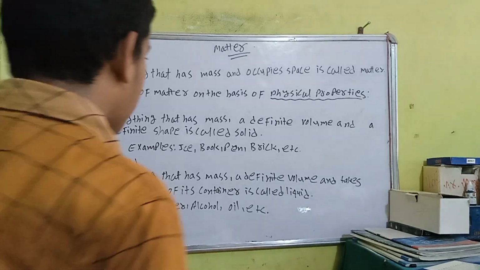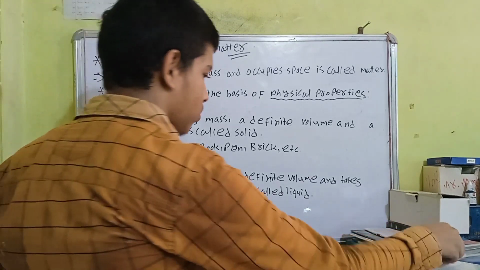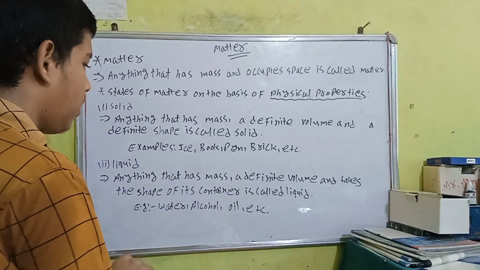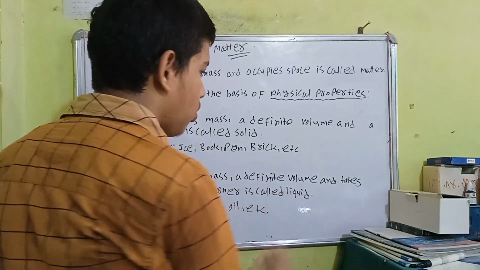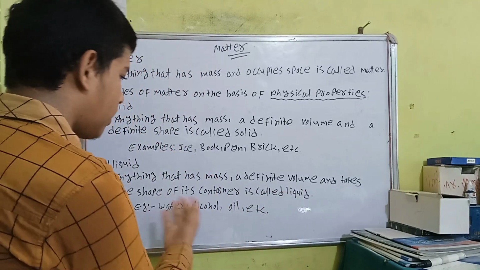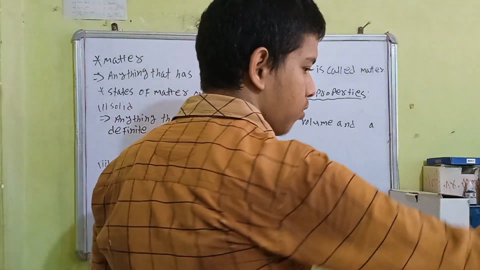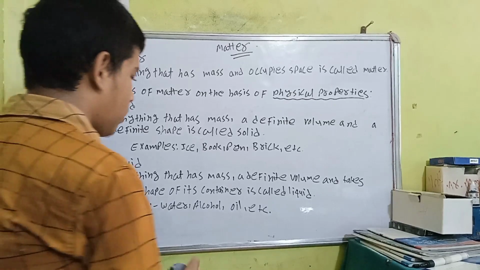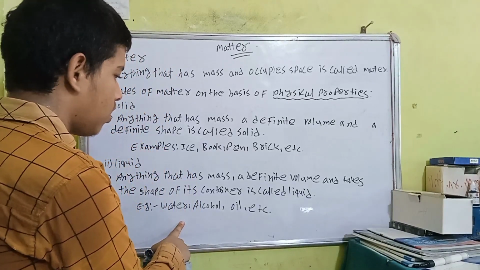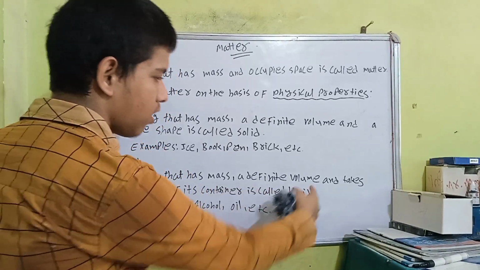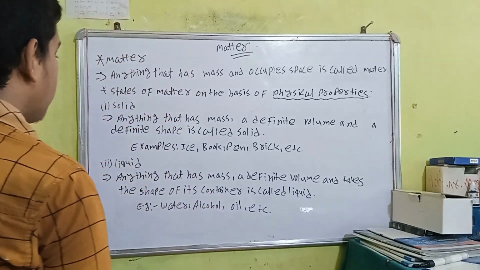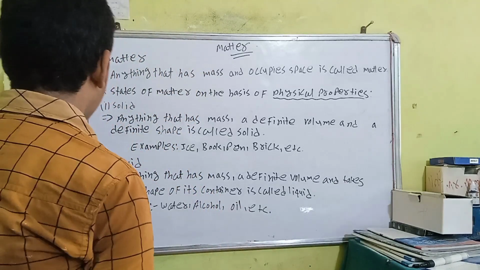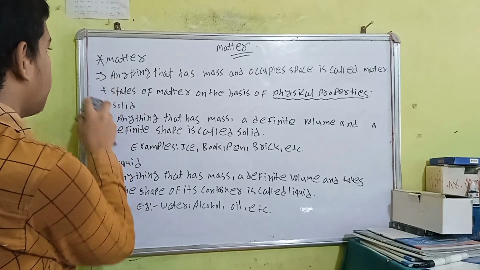So let's talk about the third state of matter. So this liquid, anything that has mass, a definite volume, and takes the shape of its container is called liquid. So if you put water in a pot or any kind of container, it will take the shape of that container, and it also has mass and a definite volume. So let's talk about the third state of matter. Let me erase this.